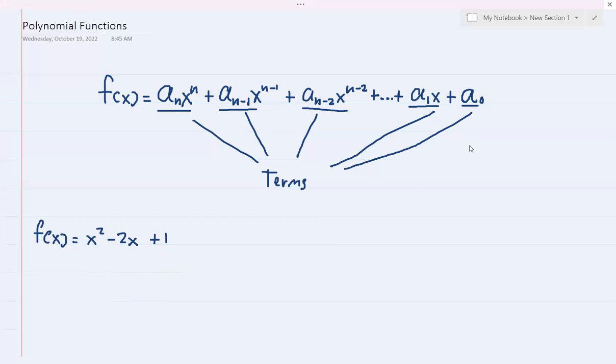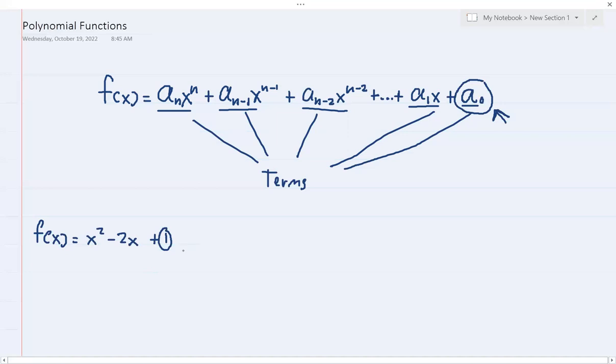To be particular for a moment, how about this one? We have 1 here, and as you can see in the last part, we have a sub 0. This a sub 0, as you can see, has no x. If there's no x here, you call this your constant term. Let's relate it to this example. We have 1 here, and 1 is just a real number. There's no x, no letters involved. So this is your constant term.